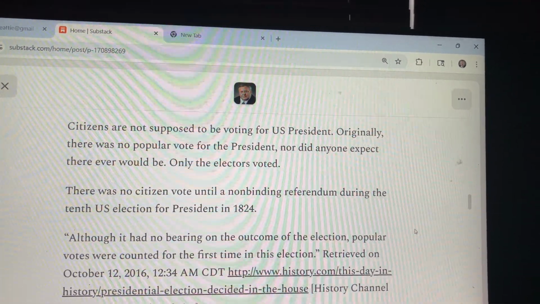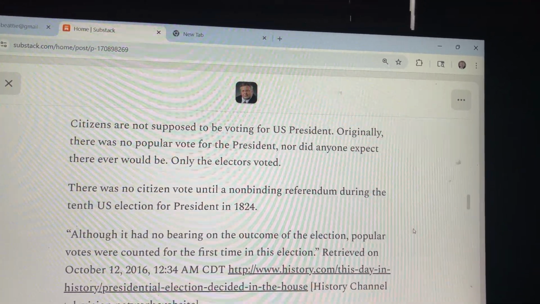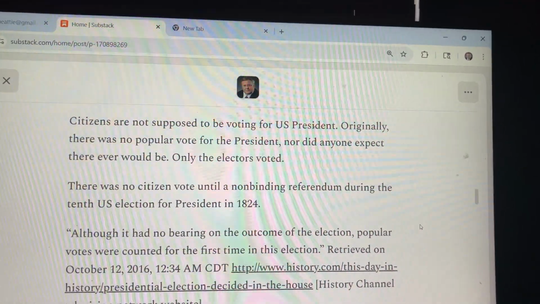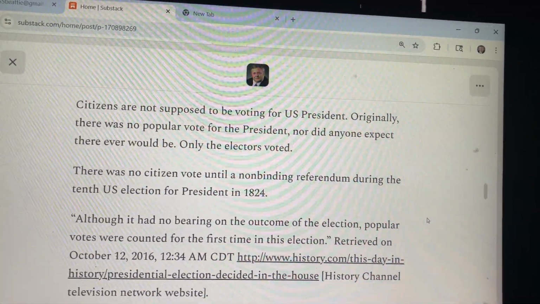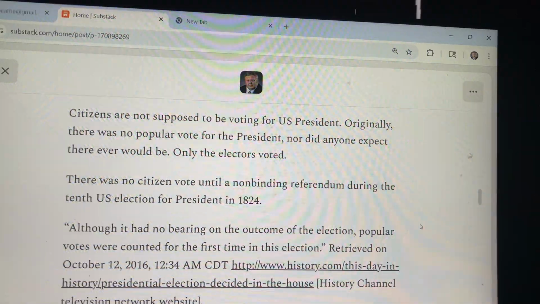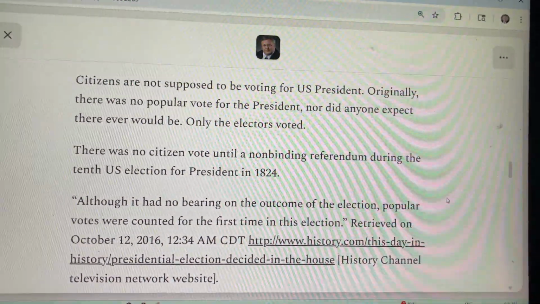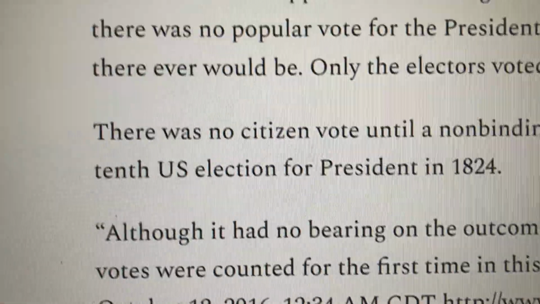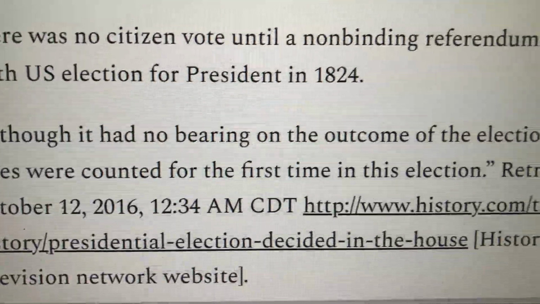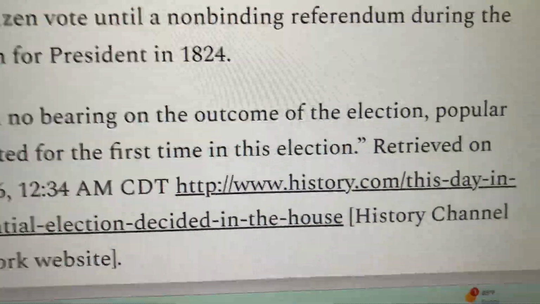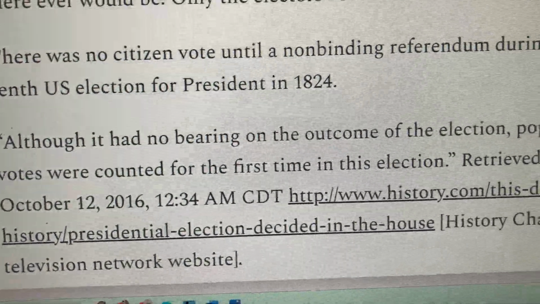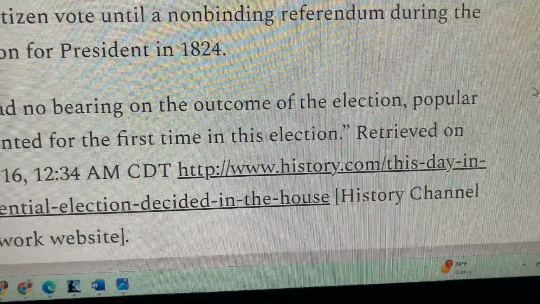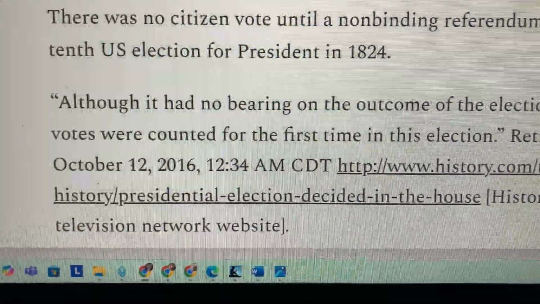There was no citizen vote at all for president until a non-binding referendum during the 10th U.S. election for president in 1824. It's a quote: "Although it had no bearing on the outcome of the election, popular votes were counted for the first time in this election, 1824."